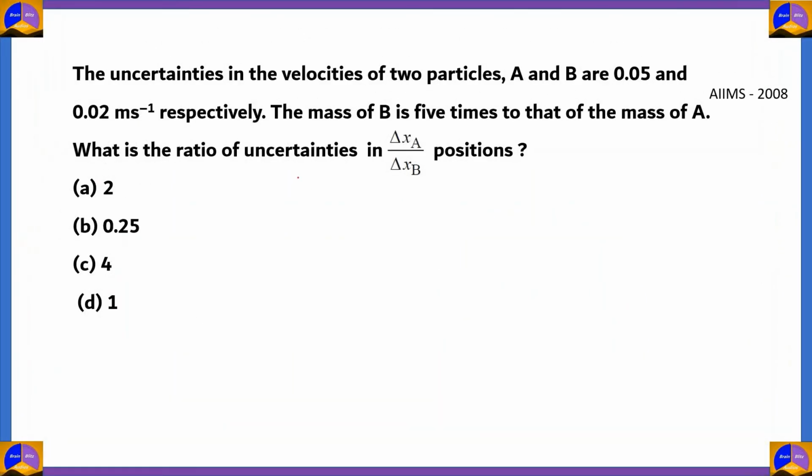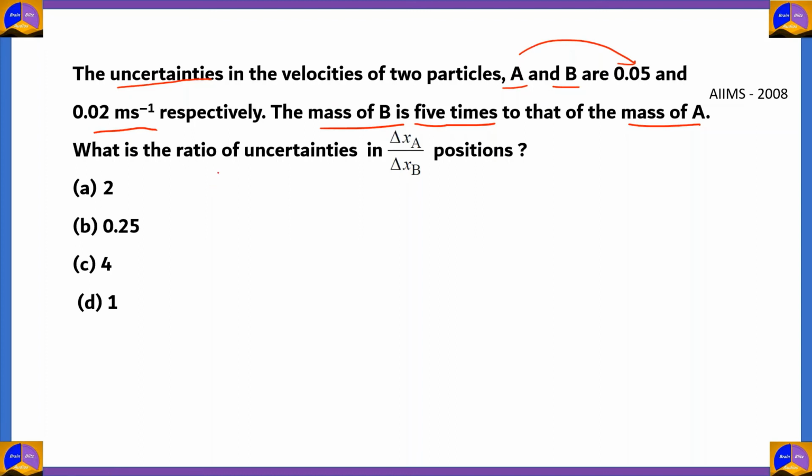Let's look at our final question of the day. The uncertainties in the velocities of two particles, A and B, are 0.05 and 0.02 meters per second, respectively. The mass of B is 5 times that of the mass of A. What is the ratio of uncertainties in the position of A divided by the position of B? So we have the ratio of uncertainties in the positions of A and B. We need to find that out.